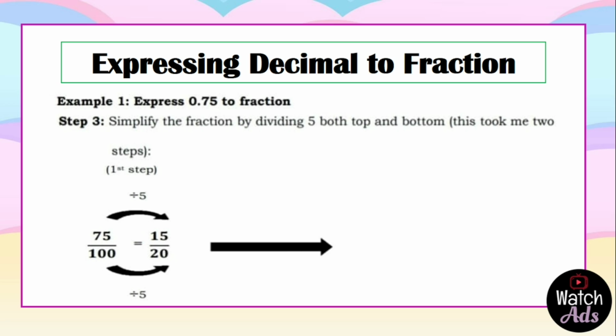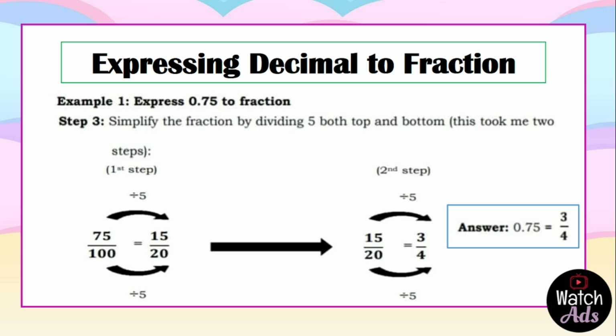Now, we again divide the fraction by 5. Now, 15 over 20 divided by 5, or should I say 1? Sometimes I forget it. Or divided by 5/5. That gives us also 1. Now the final answer is 3/4.